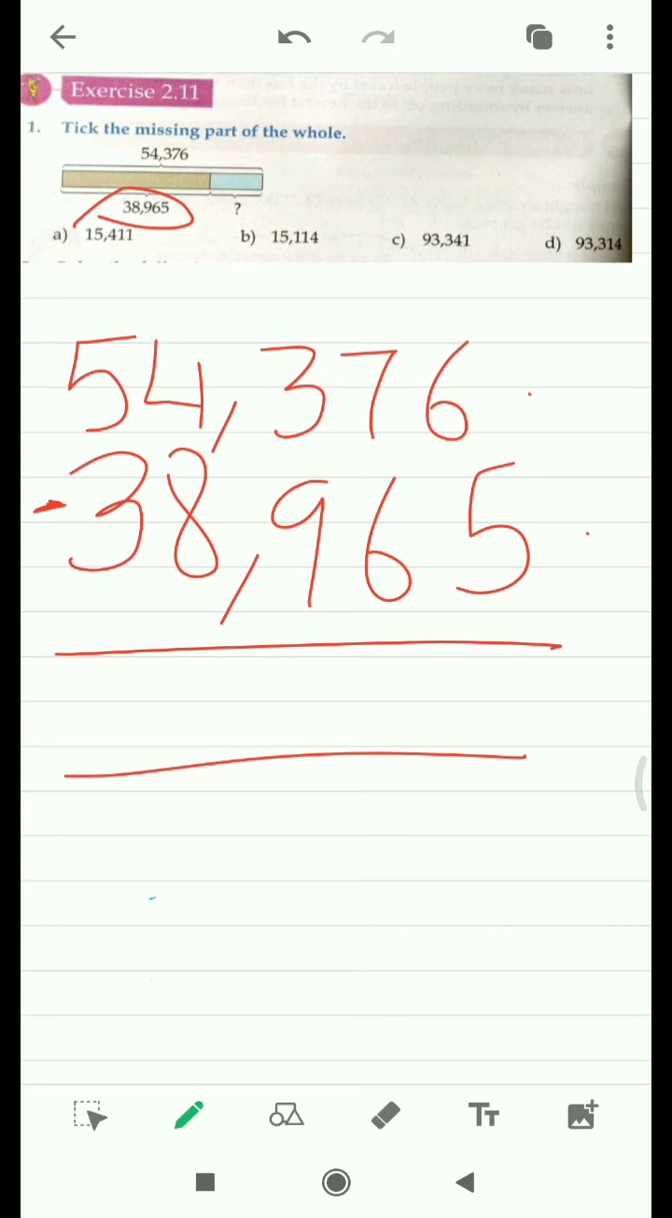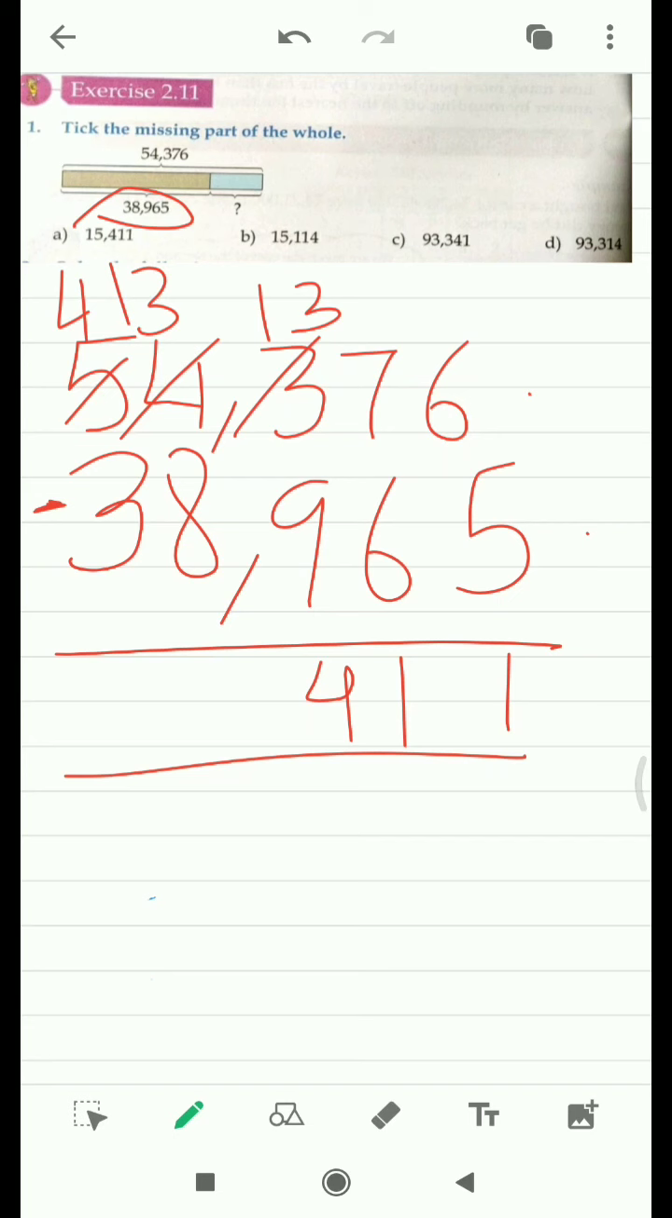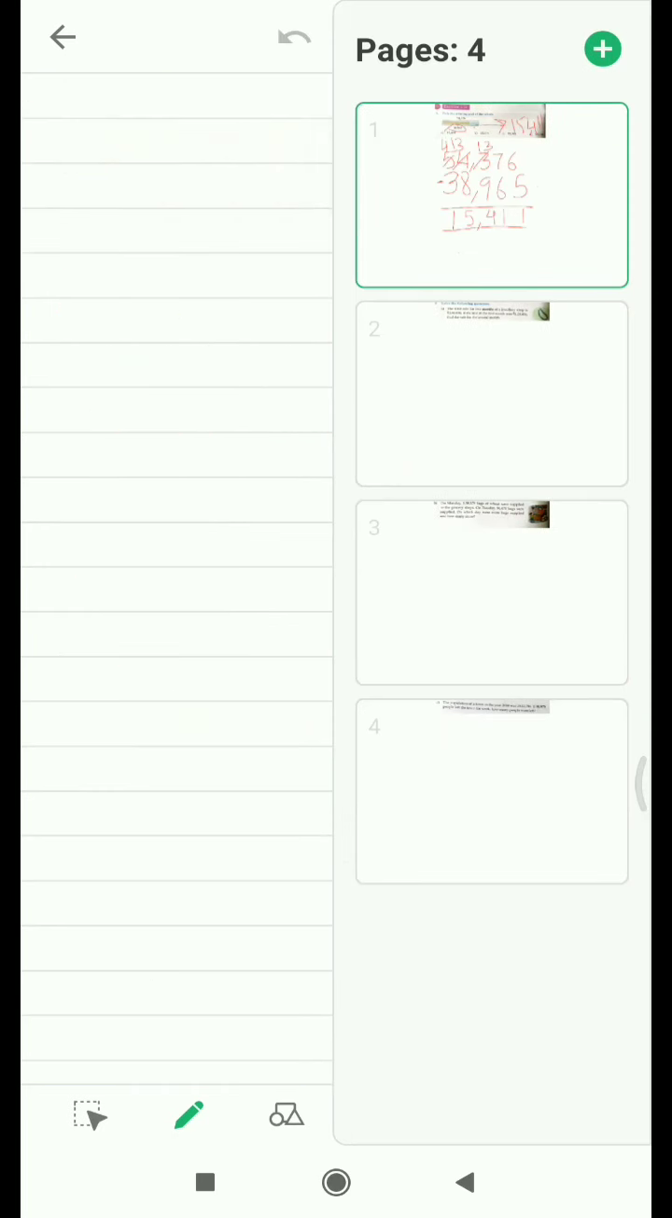So 6 minus 5 is 1, 7 minus 6 is 1, 3 minus 9 is not possible, so we're going to borrow. 13 minus 9 is 4, 3 minus 8, again not possible, so we're going to borrow. It comes out to be 5, and 4 minus 3 is 1. So the other part, this blue part, is 15,411. I hope you understood. Let's move to our next question.